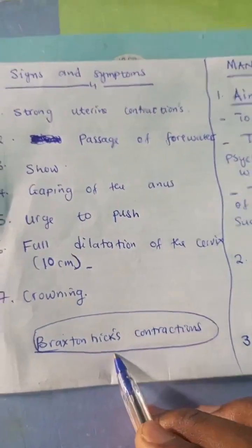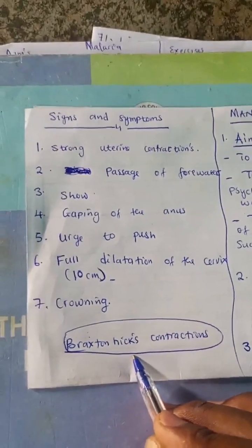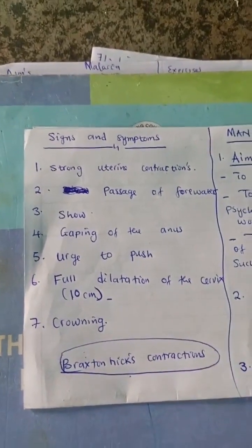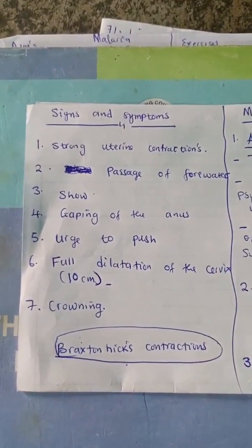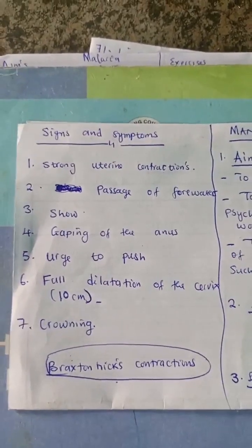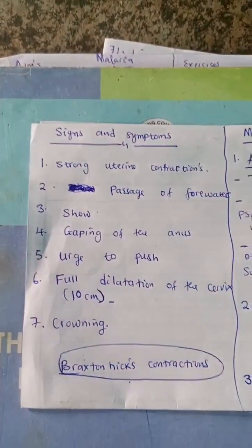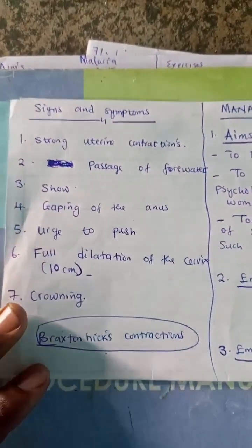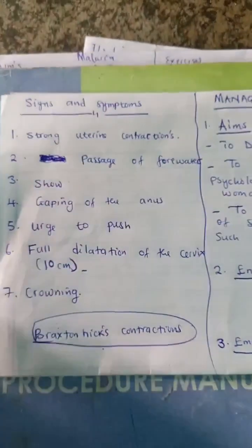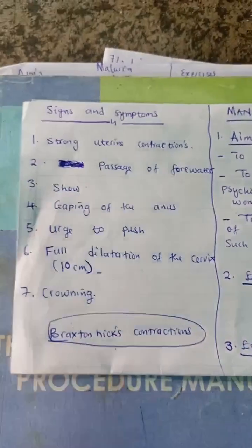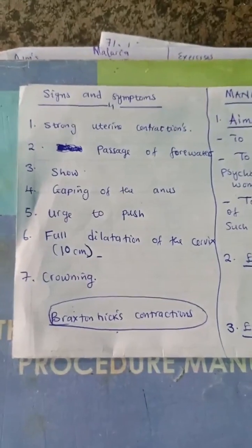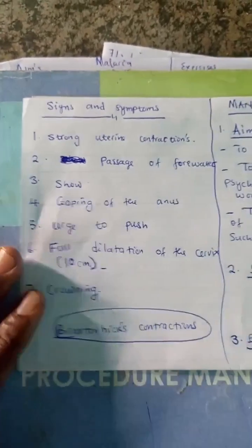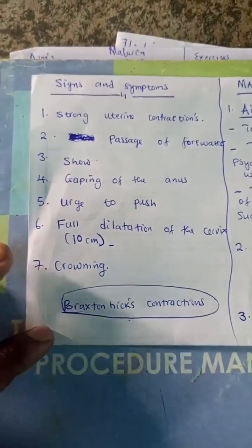So we call them what? Braxton Hicks contractions. But in the second stage of labor, these contractions become strong and propulsive. So when a woman starts to experience strong expulsive uterine contractions, this is a sign that she might be in what? In second stage of labor. So remember, I've used the word she might be because this is not a definite sign and symptom of second stage of labor.